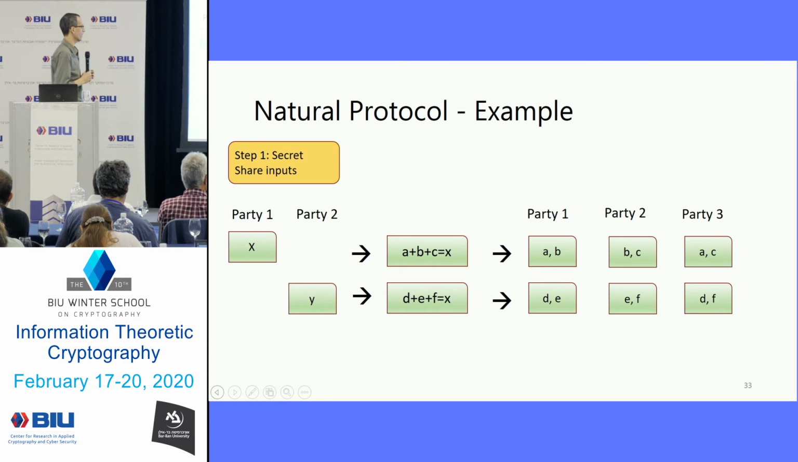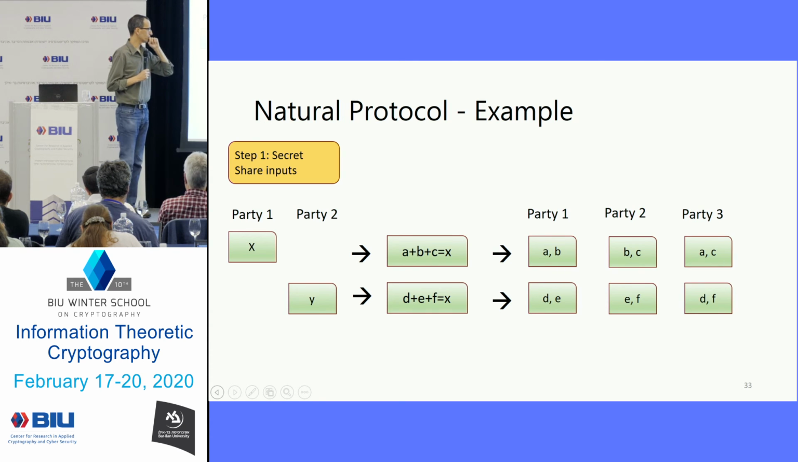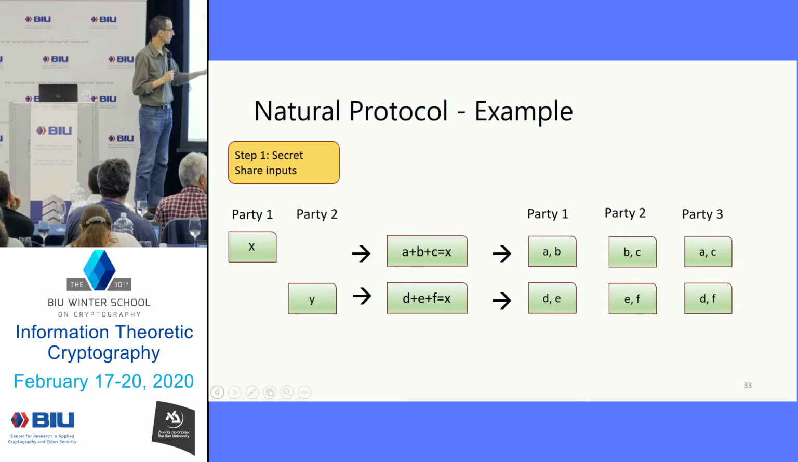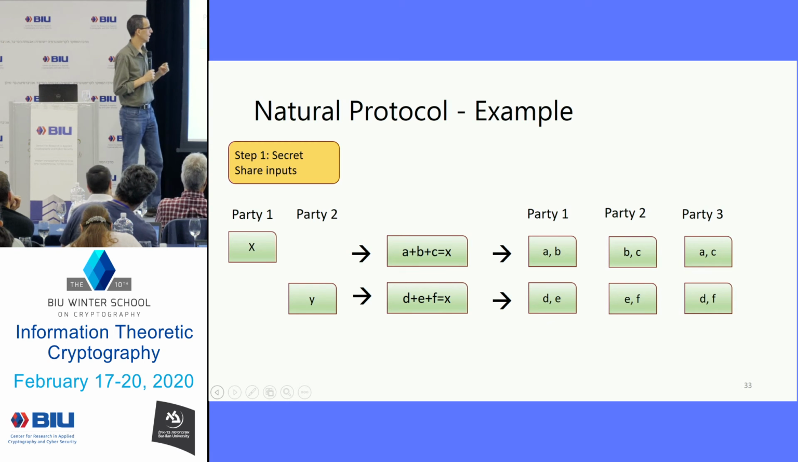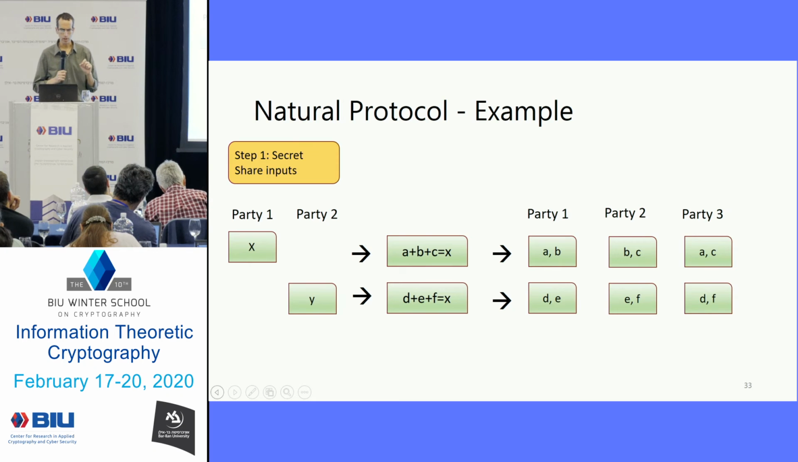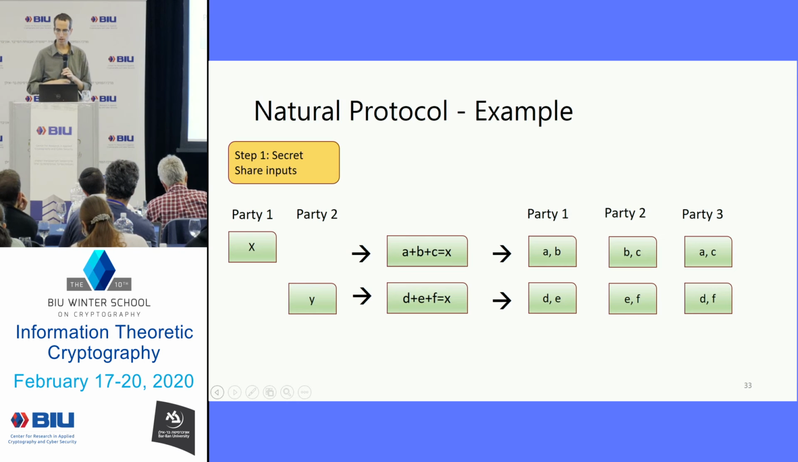All the parties do the same thing, right? x is shared into A, B, and C. y shares, this is a horrible error, I hope you forgive me. The sum of D, E, and F is y, it's not x. So party 1 shares x into A, B, and C, party 2 shares y into D, E, and F, and they share the elements.